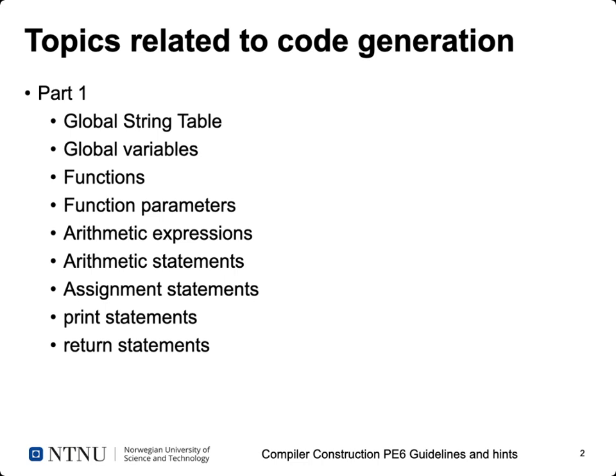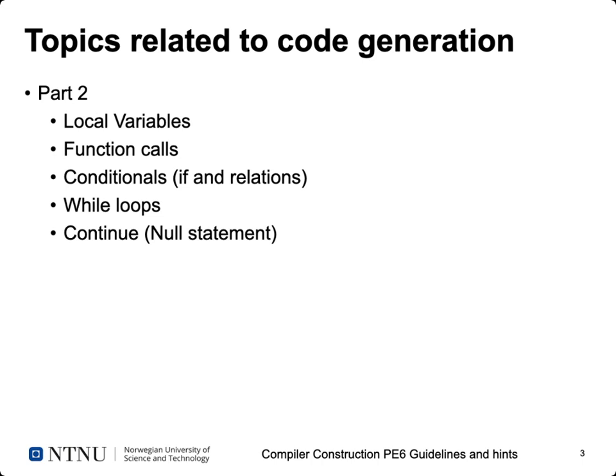First we have to work with global data types like global strings and global variables, functions, function parameters. These have to go, especially the global strings, variables, and functions, into global tables. Then we'll have to work with arithmetic expressions and statements, assignments of results to variables, and of course print and return statements. In part 2, we'll have to deal with things inside of functions, so local variables, also calls to other functions, and then finally control structures like if, so conditionals, and testing for relations in expressions, while loops, and the continue statement.